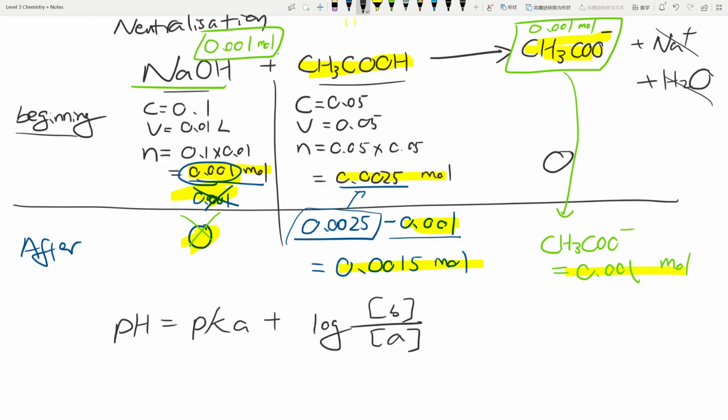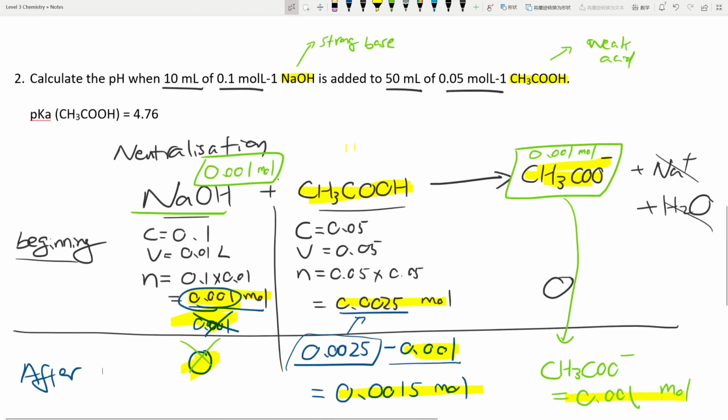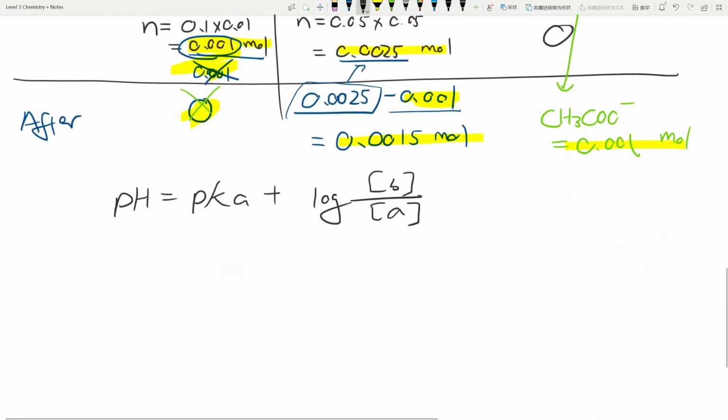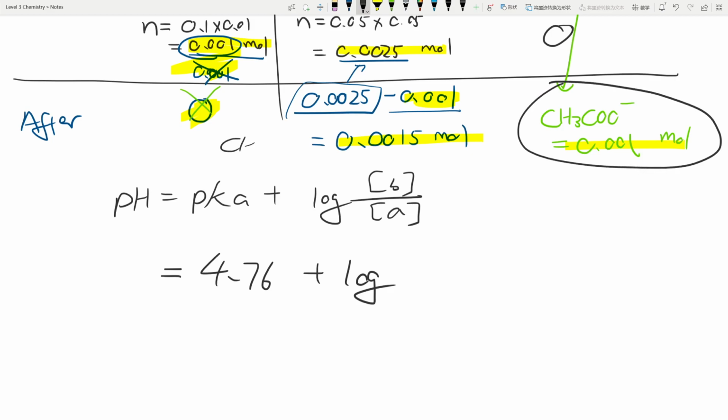Once you've done that, you know the moles. If you know the moles and they are in the same solution, you can see that here I have 50 mils and here I have 10 mils, so altogether I have 60 mils of stuff. But mathematically, this is what I'm going to do. I'm going to substitute the pKa, which is 4.76. So 4.76 plus log. Now make sure you know which one's the base. This thing is the base, because the CH3COOH is clearly the conjugate acid, the weak acid. So I'm going to use 0.001 as my base, divided by 0.0015.